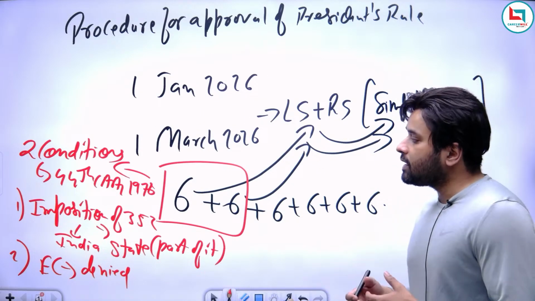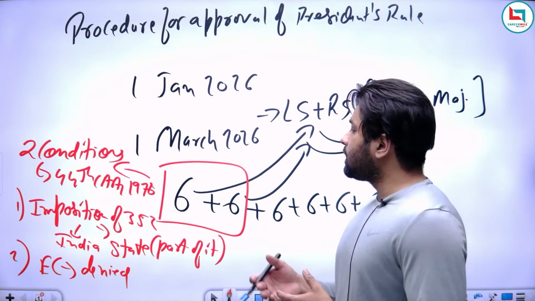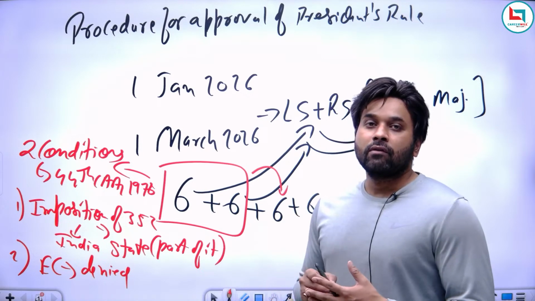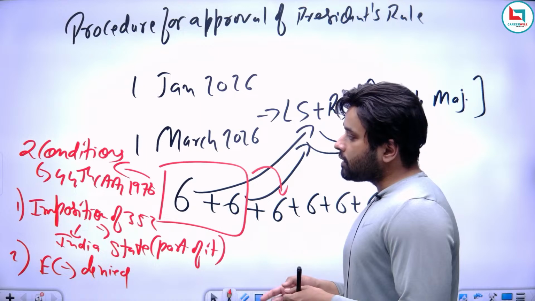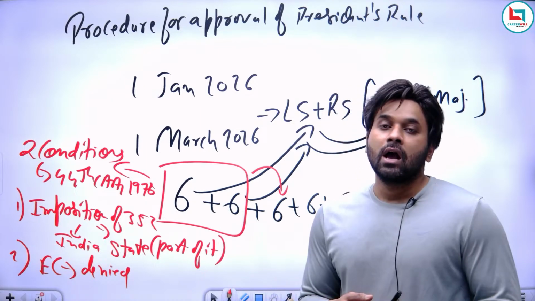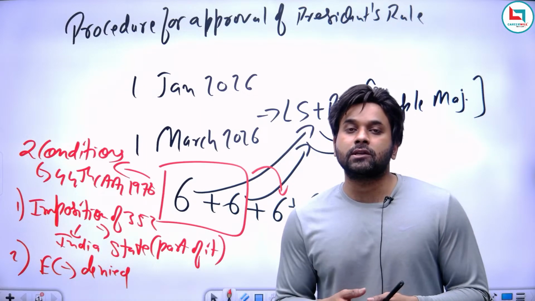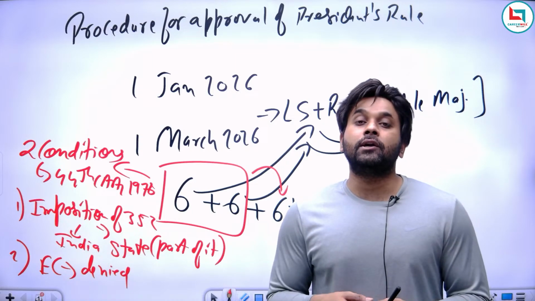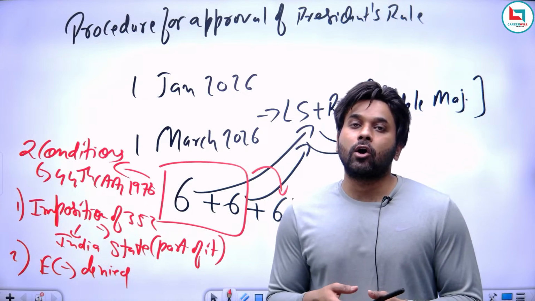So if both the conditions are satisfied, then only the government can extend president's rule beyond the period of 1 year. So I hope these two conditions are clear, and these two conditions are to be followed only when the president's rule completes 1 year in any state. And these two conditions were added during the Morarji Desai government or Janta government.